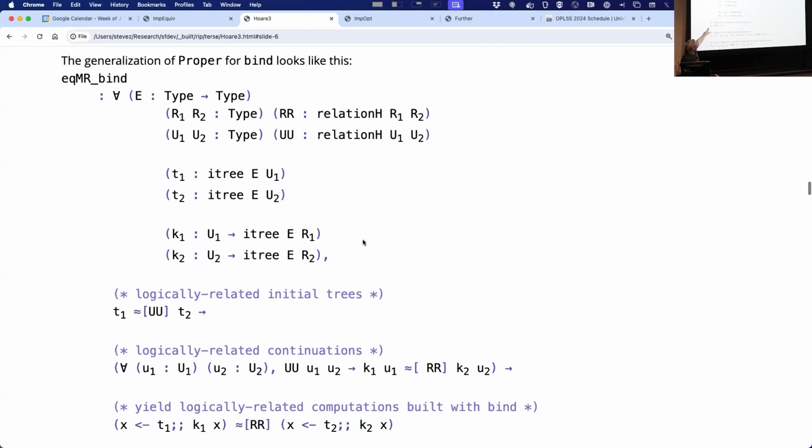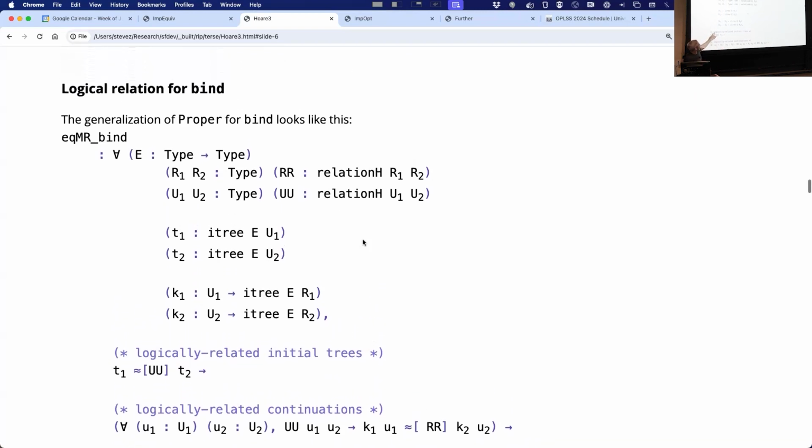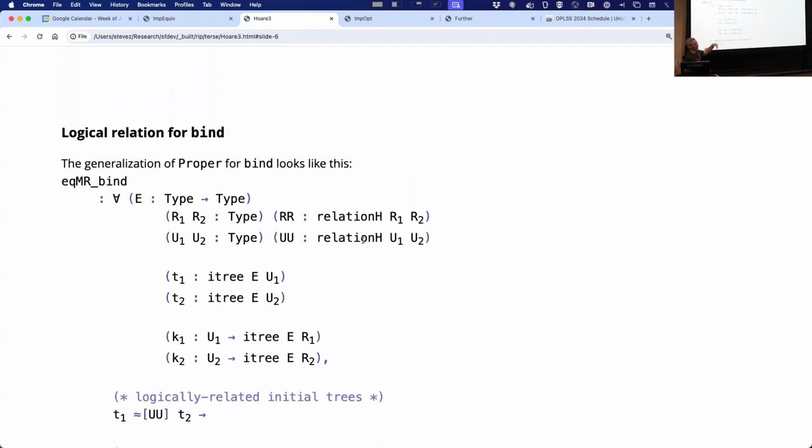So we have T1 and T2 having to be related at some postcondition. I'm calling it UU here. We can think of the types U1 and U2 as the intermediate return types of the two trees, the intermediate state that we're allowed to mention in our sequential composition. And so the continuations will consume those things.